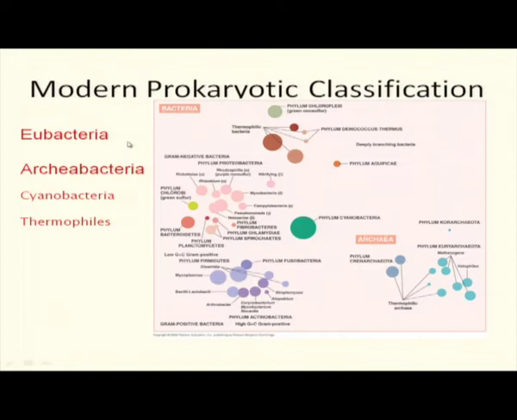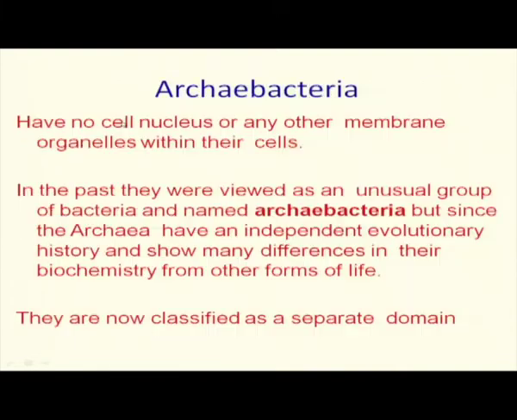Let us see the modern prokaryotic classification. We classify them as either eubacteria or archaebacteria, the cyanobacteria, and the thermophiles. And this slide shows the different families which are classified in each of these archaebacterial and eubacterial species. Let's take archaebacteria. These archaebacteria do not have any cell nucleus, and there is no membrane bound organelle within their cells. So earlier they were clubbed under bacteria, but they were classified as an unusual group of bacteria, mainly because of no cell nucleus and no membrane bound organelles, and then called archaebacteria.